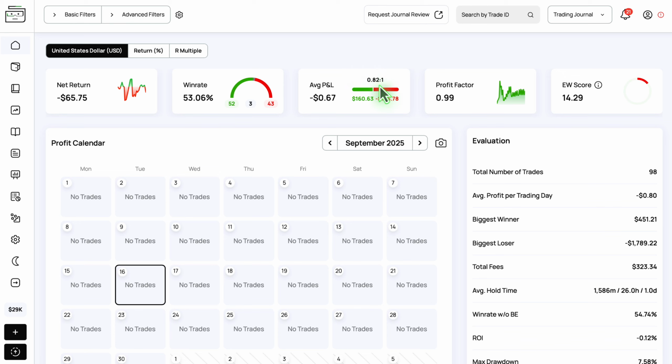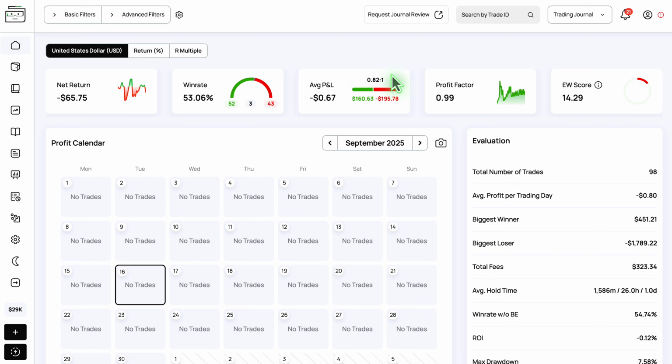You can work on getting your winners up, you can work on cutting your losses, and working on getting your reward to risk ratio up will have a huge impact on your overall bottom line. So if you see that your average reward to risk ratio is below 1.5, there's typically a lot of potential for your performance. So always make sure to check that first.